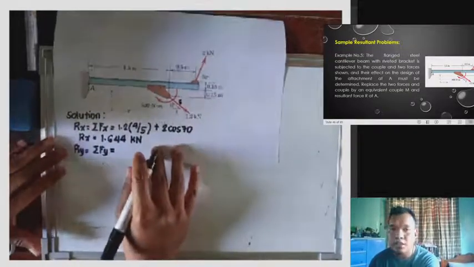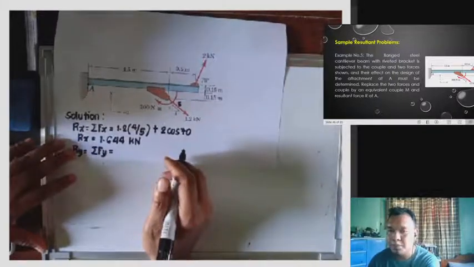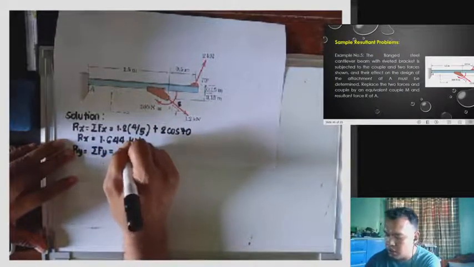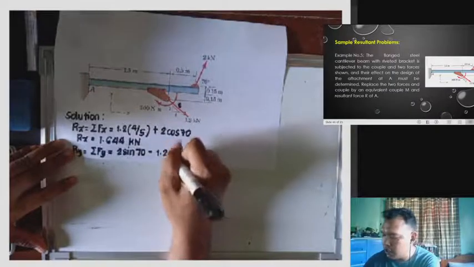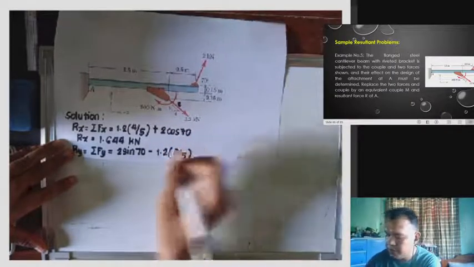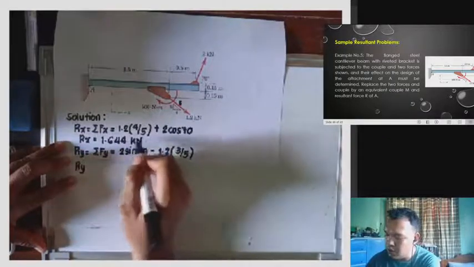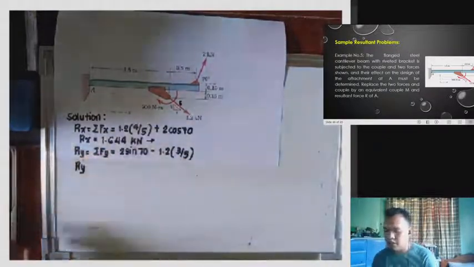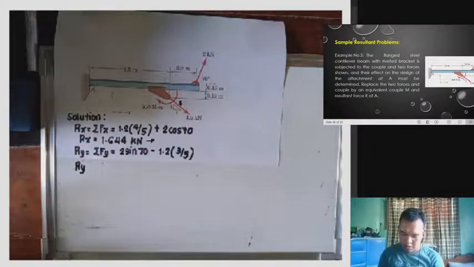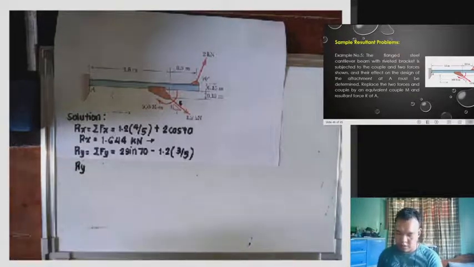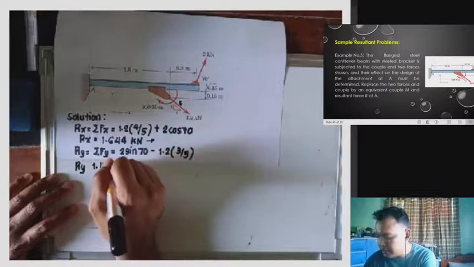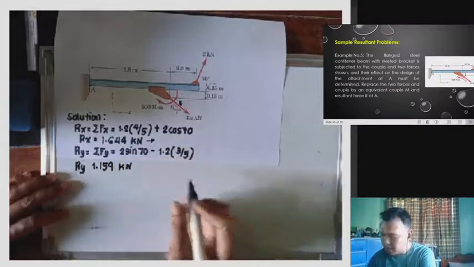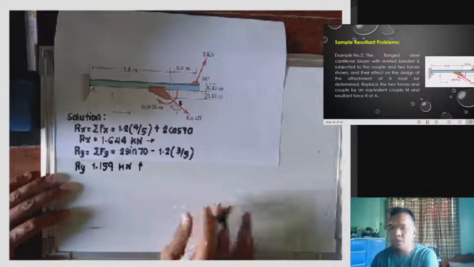Then we have here Ry is equivalent kay summation forces ni Y equals. Si Ry natin is lahat yung vertical natin. So we have here going up is positive, going down is negative. So we have here 2 sine 70 minus 1.2 times 3/5. We have here Ry. Ry natin is 2 sine 70 minus 1.2 times 3/5. We have here 1.159 kilonewton. So ito ay going up since positive yung value natin.